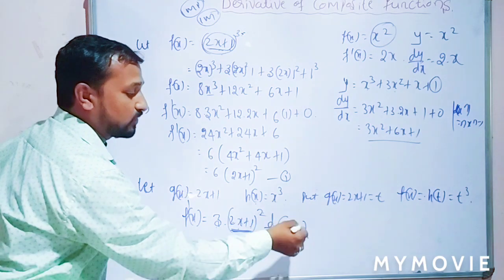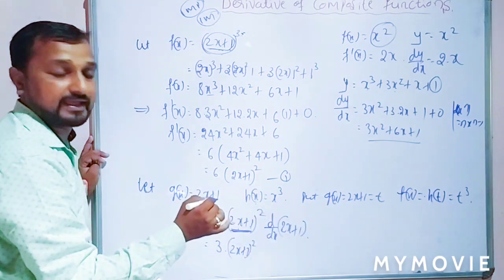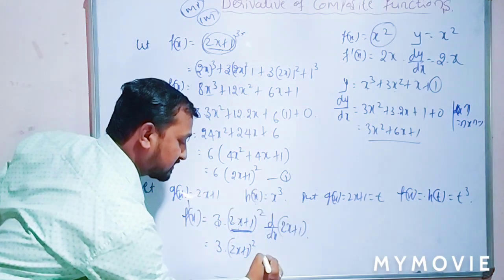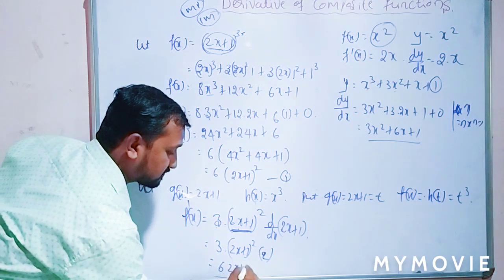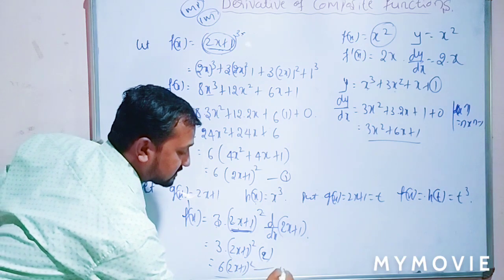We differentiate once. That is 2x plus 1. So the derivative of 2x plus 1 is 2. So this should be 6 into (2x plus 1) whole square. This is equation number 2.